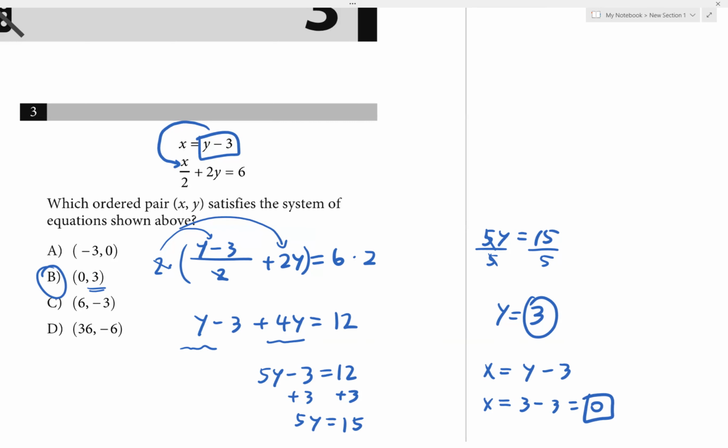All right, so that's how we solve it algebraically. But of course, we can definitely plug in the answer choices and try them out, and it should work for both equations.